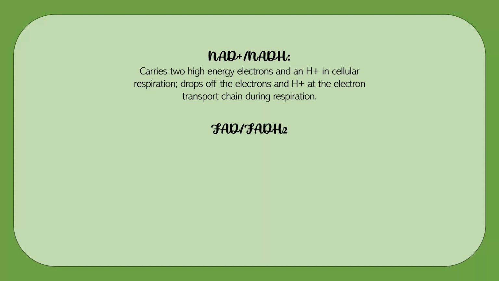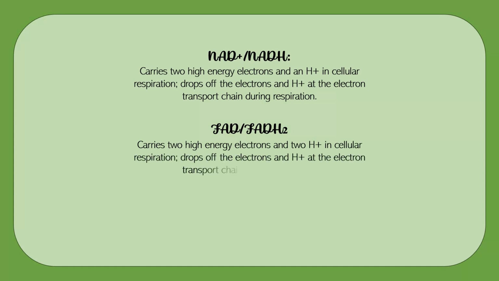FAD or FADH2 carries 2 electrons and 2 H plus in cellular respiration. It drops them off at the electron transport chain during respiration. FAD and NAD plus are really similar, except FAD carries 2 H plus and NAD plus carries only 1. Also, NAD plus uses a little more energy.